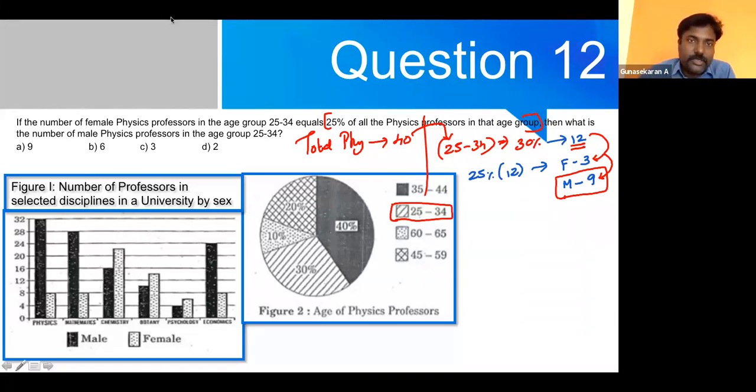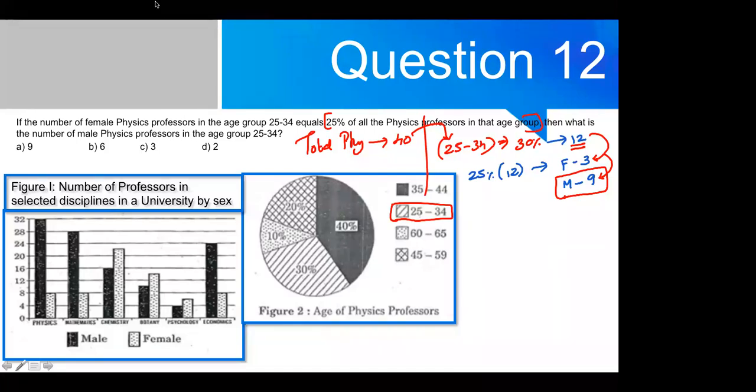Yes, proceed to question number 13. If you have any doubt, ask me till this. Otherwise, proceed. See, practice 1 or 2 data interpretation questions weekly. That's more than enough.